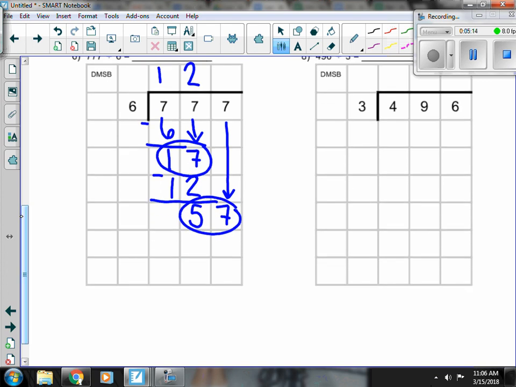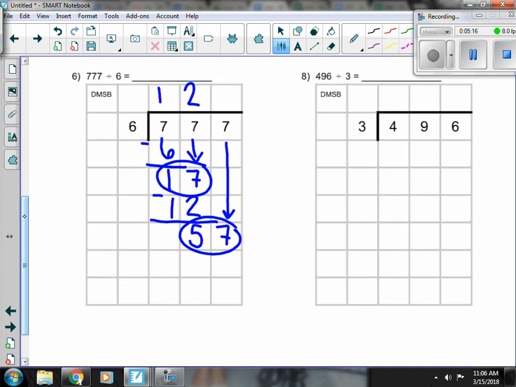6 goes into 57. 9 times 6 is 54. And I'm going to subtract. And in this case, I do have a remainder of 3.